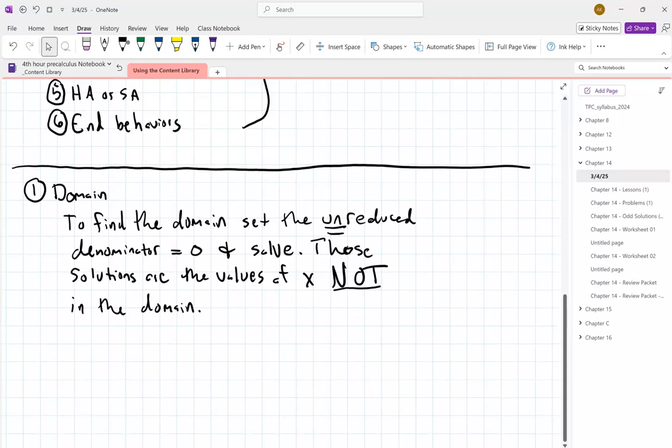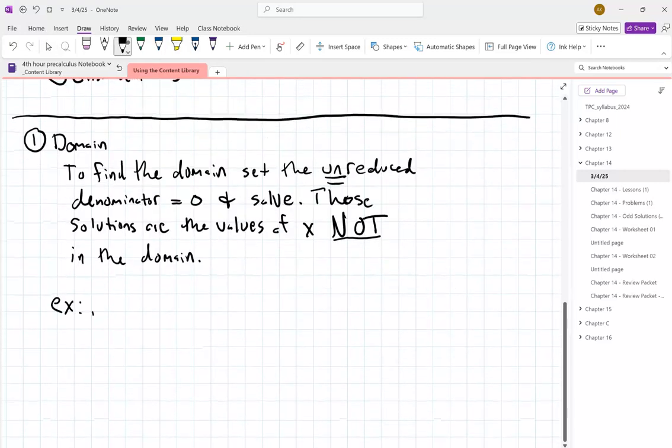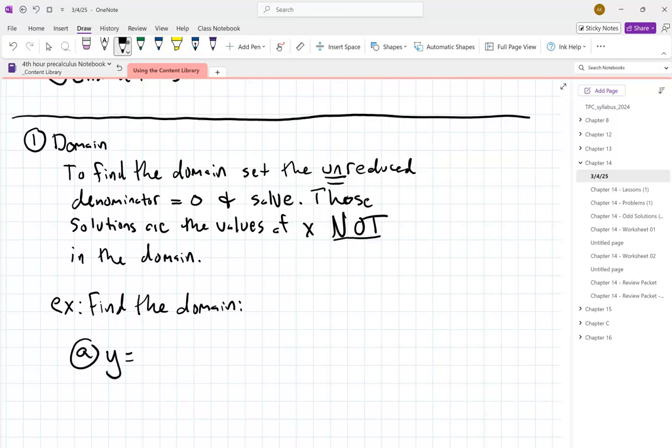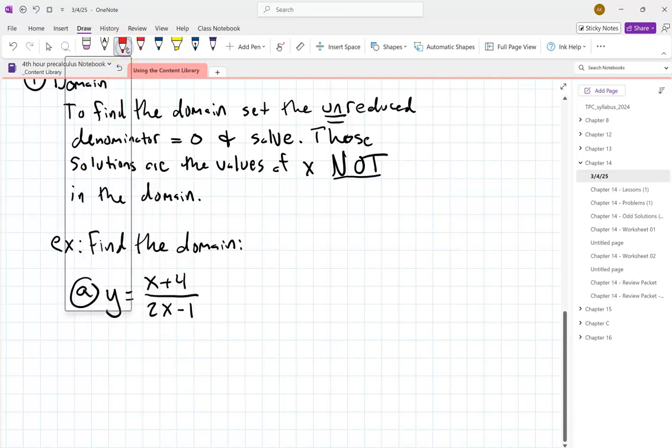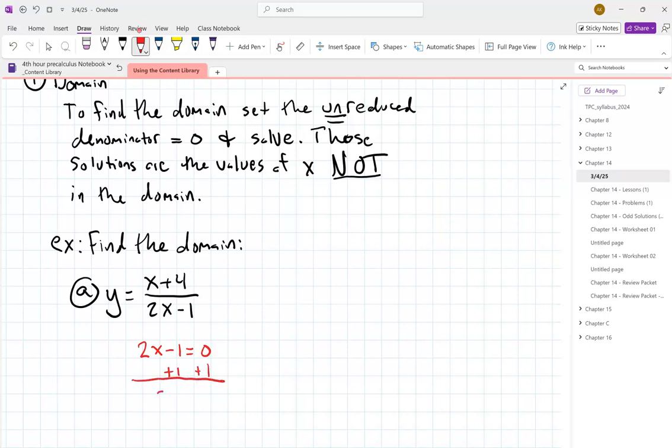So let's look at a couple of examples. My first example is going to be y equals x plus 4 over 2x minus 1. To find the domain, I'm just going to take the denominator and set it equal to 0. That's just a linear equation, so that's really easy to solve. Just add 1 to both sides, and then divide by 2, and the solution there is 1/2. So that's the only value of x that's not in my domain.